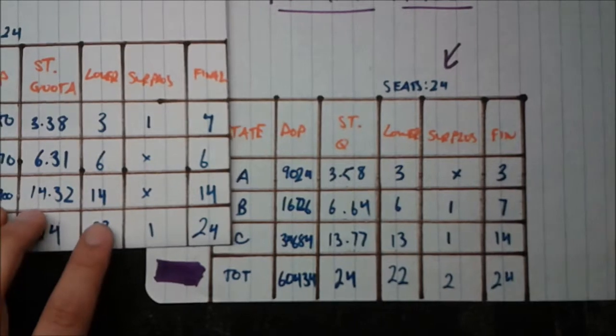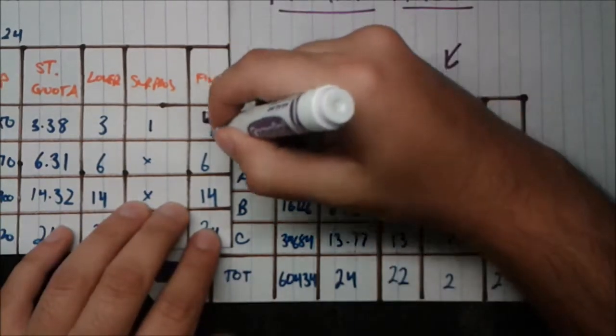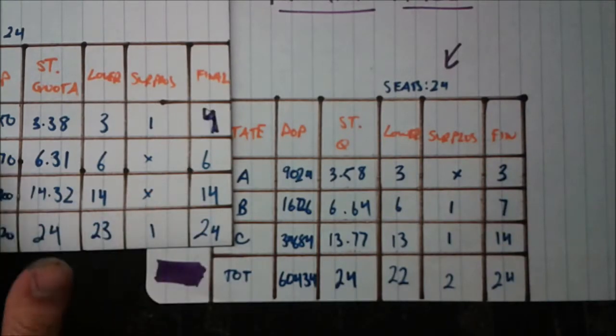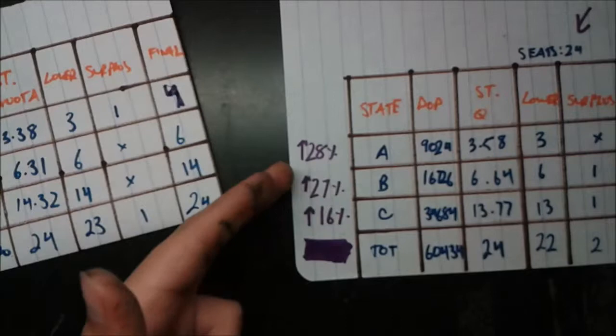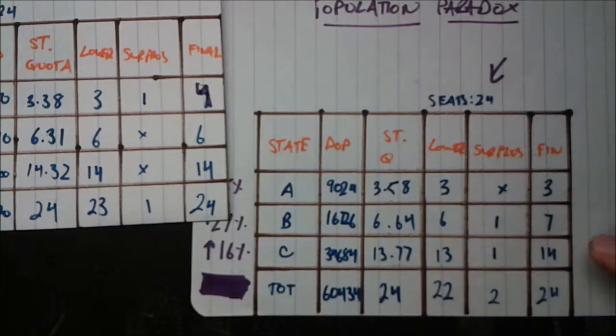But wait a second, what were the numbers in the previous example? A got 4. So B got 6 and C got 14. So it turns out that A, whose population went up the most by 28%, actually lost representation, and that really makes no sense at all.